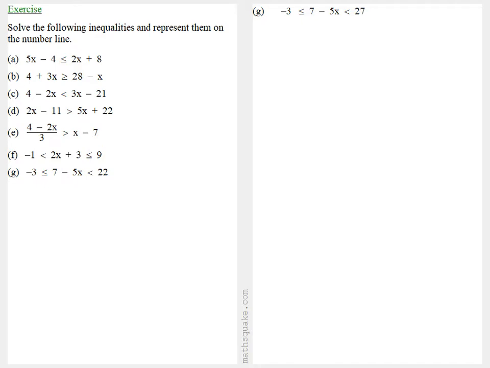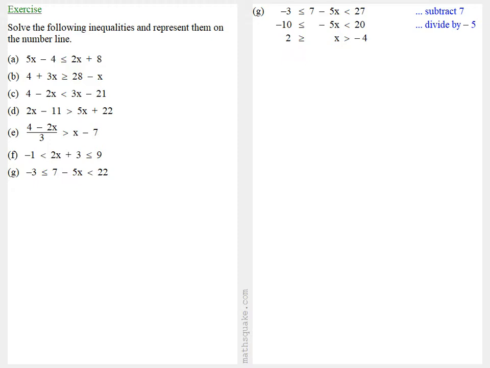In G, we have minus 3 is less than or equal to 7 minus 5x, which is less than 27. Now we want to get x on its own in the middle. So we're going to subtract 7 all the way through. This gives us minus 10 is less than or equal to minus 5x, which is less than 20. Now we want x on its own, so we'll divide through by minus 5, and that gives us 2 is greater than or equal to x, which is greater than minus 4.